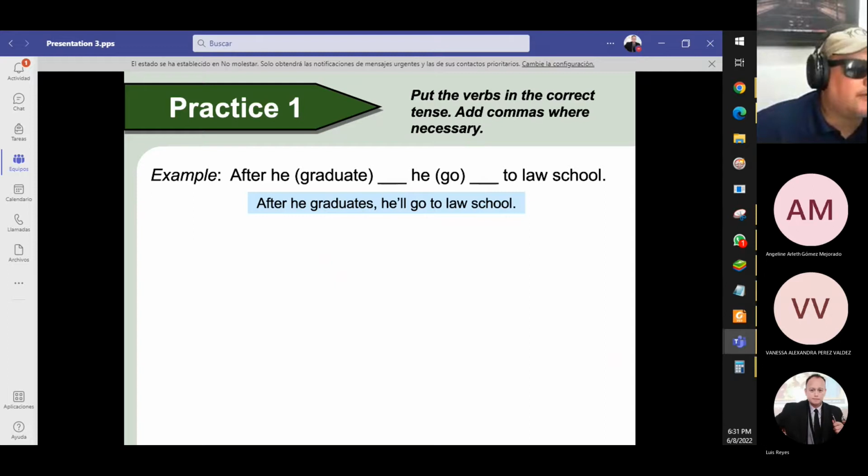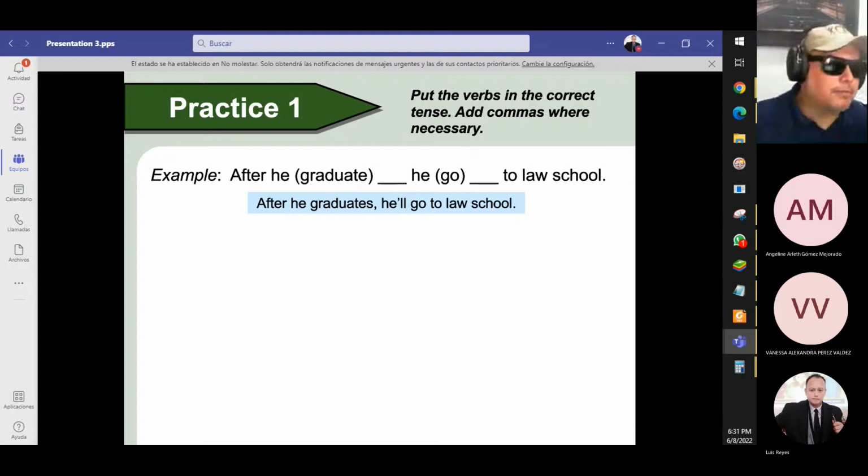Siempre vas a conjugar tú ahí graduate con he en plural, porque he, she, or it es plural. After he graduates, y luego coma, porque lo pusiste al principio, ¿qué va a suceder? He will go, vas a poner eso en el futuro, porque es la intención principal, es la meta, es lo que va a suceder en el futuro. He will go to law school.